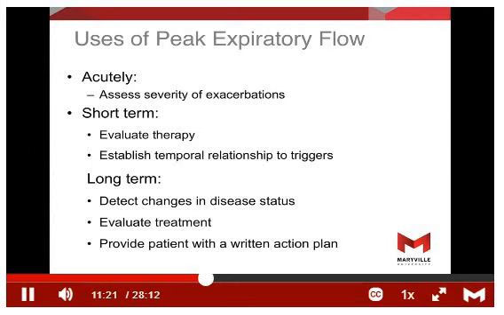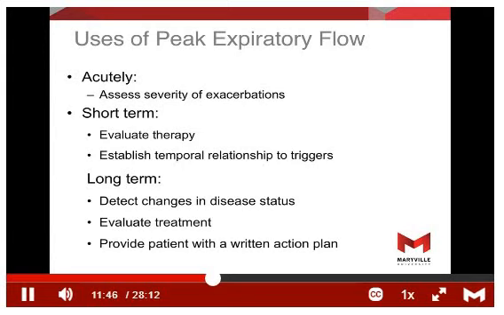Uses of peak expiratory flow: acutely assess severity and exacerbation. Patients need to be taught how to use their peak flow meter correctly so that we can know when they're in the green, the yellow, or the red zones. Acutely, if they know their personal best, they should do this if they feel like they're starting to have symptoms and see, oh my gosh, my peak flow's decreased. Maybe I need to do some albuterol more frequently.